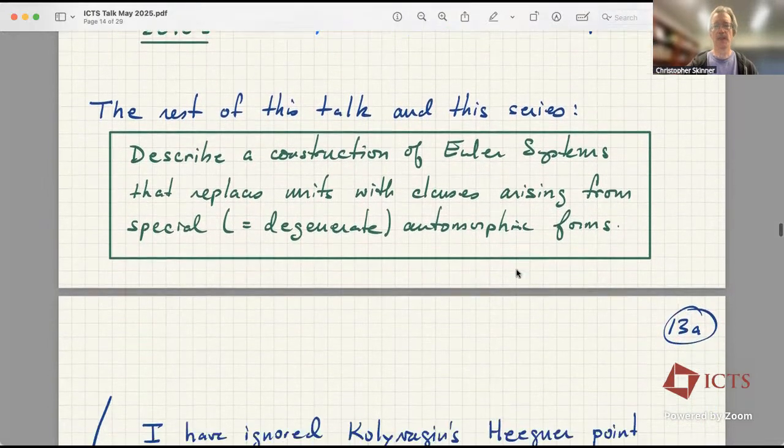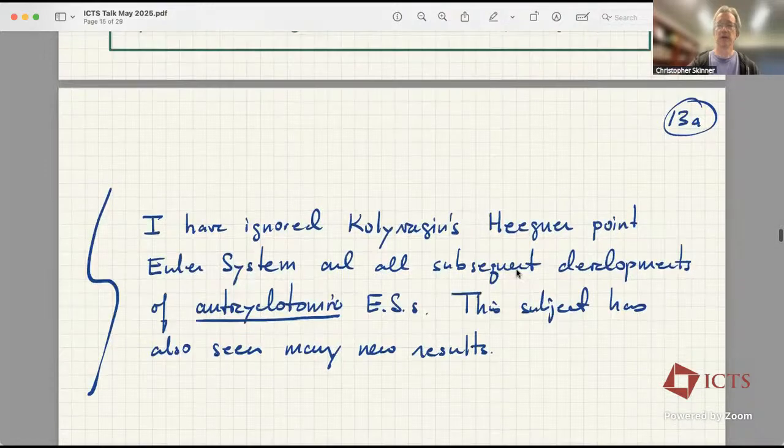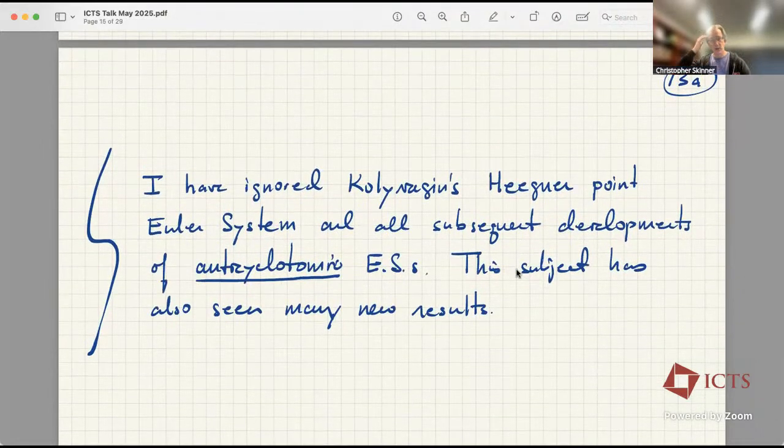Okay. So this is a slide that says I have ignored, as I said, Kolyvagin's Heegner point Euler systems and all subsequent developments of anticyclotomic Euler systems. Anticyclotomic here means that those ray class fields F_m are restricted to being ring class extensions of CM fields, hence the anticyclotomic nomenclature. This subject has seen, as I said, many new results. I am not talking about those in this talk, but I'm certainly happy to answer questions about them.